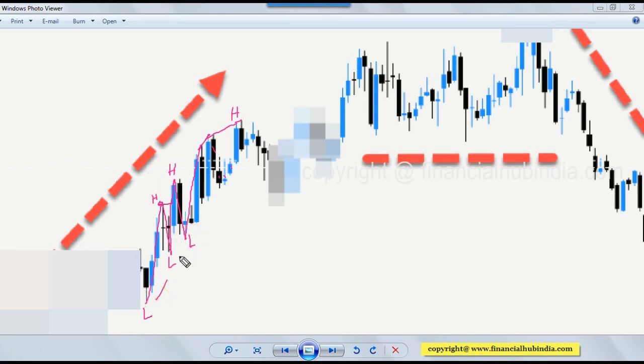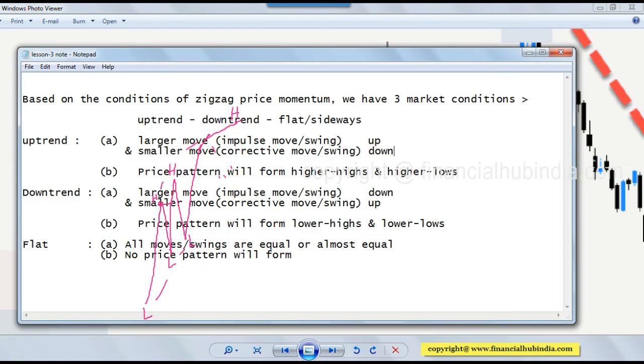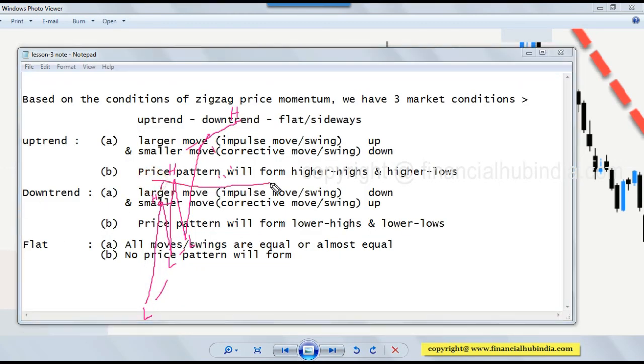So what we are making are higher lows and also higher highs. So higher highs and higher lows are the criteria for what? For an uptrend. The price pattern will form higher highs and higher lows. So now you can say we have started flowing in an uptrend. The price is flowing in an uptrend. Now whatever the uptrend strategy is, which you'll learn afterwards, we'll have to apply that.